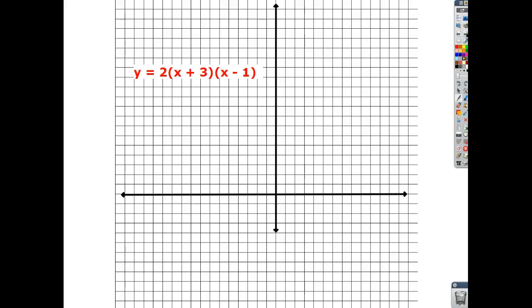All right, so let's go ahead. I want you to tell me what the two intercepts are. I want to know what P is going to be equal to, and I want to know what Q is going to be equal to.